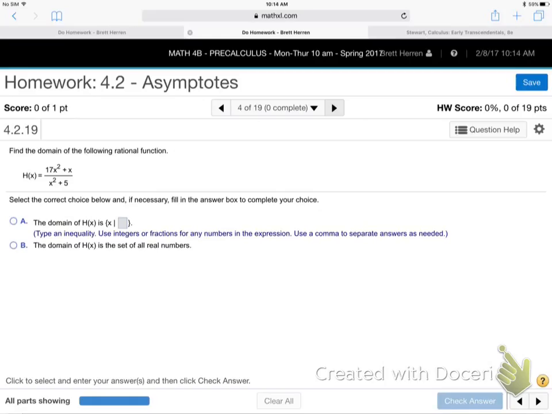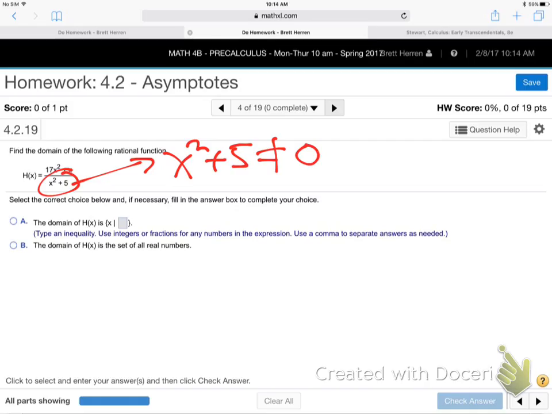All right, try that one. Let me give you just a second. See if you can find the domain of that one. Answer is, if I take that denominator, again, I'm ignoring the numerator. It has nothing to do with the numerator. Just, hey, denominator, you can't be 0.